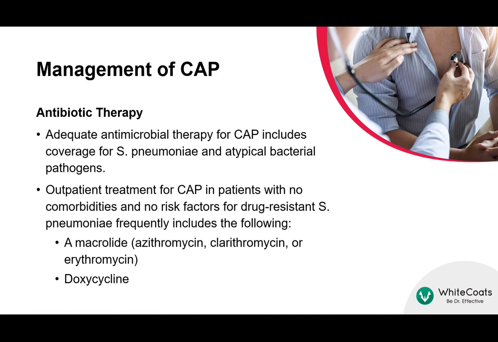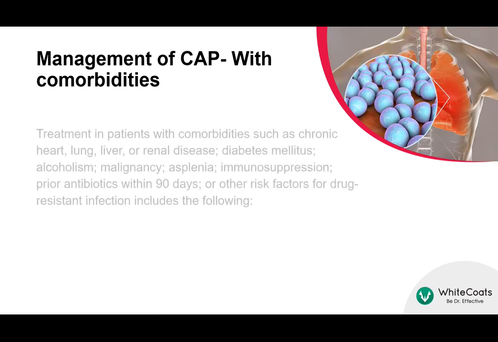Adequate antimicrobial therapy for community-acquired pneumonia includes coverage for Streptococcus pneumoniae and atypical bacterial pathogens. Outpatient treatment for community-acquired pneumonia in patients with no comorbidities and no risk factors for drug-resistant Streptococcus pneumoniae frequently includes a macrolide or doxycycline.